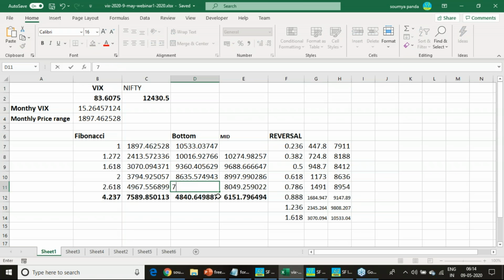746293. Actual calculation was 7511. 7511 was the actual level which Nifty has accepted. If you take this part into account, 9856 was a perfect reversal point, has worked here.